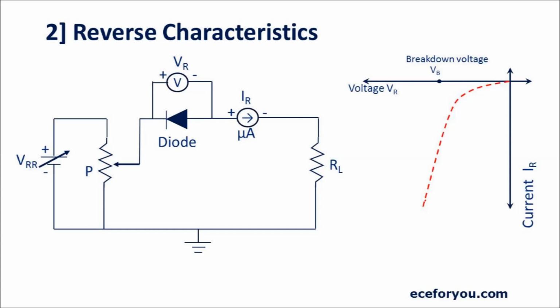It is due to the movement of minority carriers which are thermally generated. It means that the reverse bias current is temperature dependent and does not depend upon the applied reverse bias voltage. But if a large reverse bias voltage is applied across the diode, junction breakdown occurs. Due to this, the diode reverse current increases rapidly. The applied reverse bias voltage at which this occurs is called the breakdown voltage VB of a diode.